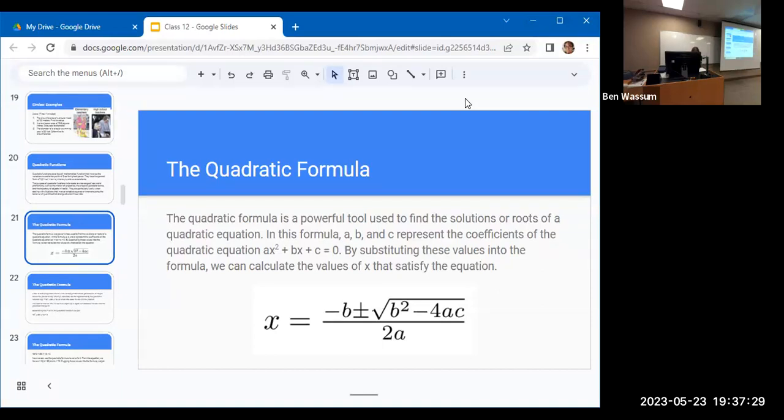It might be a little complicated to understand at the moment, but those two answers could potentially be the same number, or they could be opposite numbers. It could be wildly different. But if you look at this formula, there's a plus or minus in there. That's where the two answers come in. Because one answer is going to be negative b plus all that other stuff over 2a, and the other one is going to be negative b minus all that other stuff over 2a.